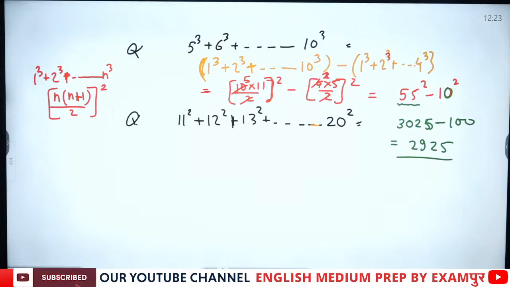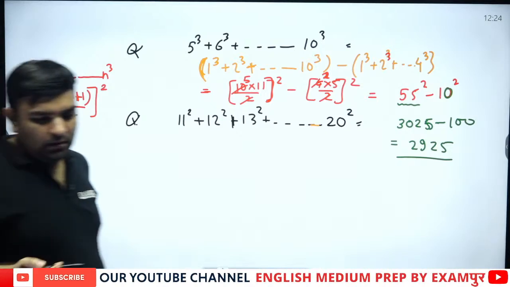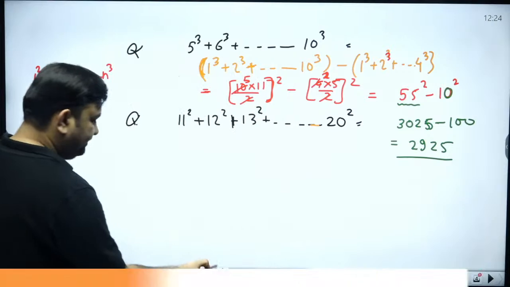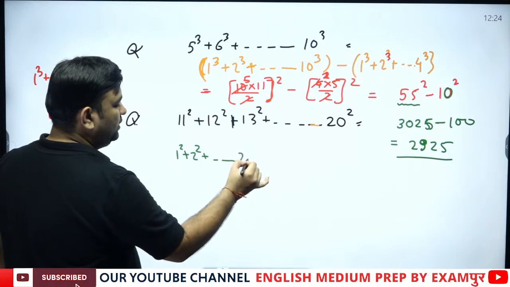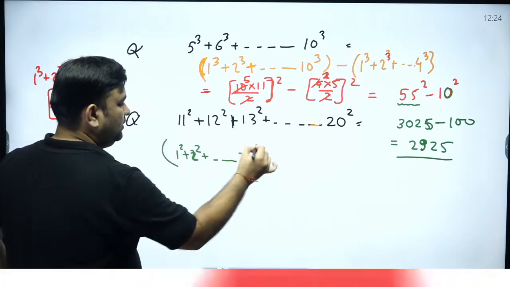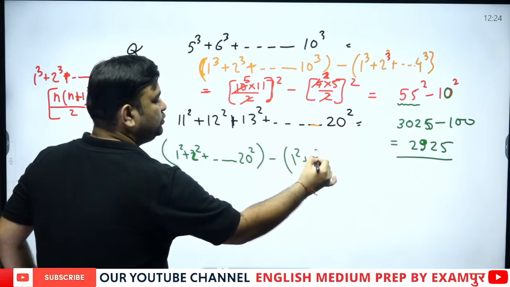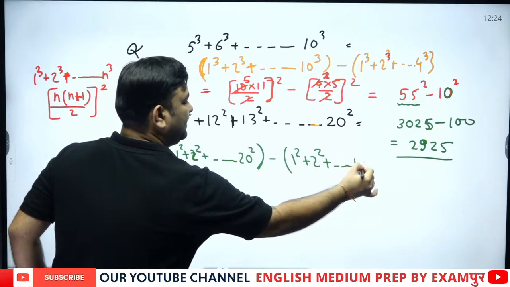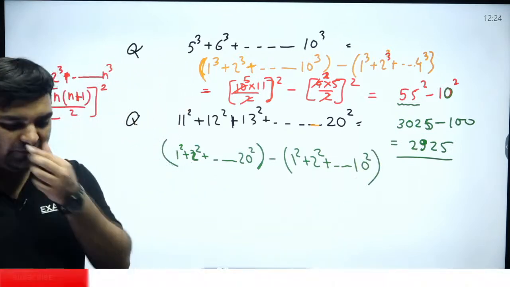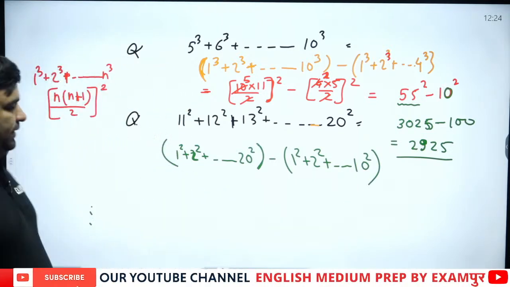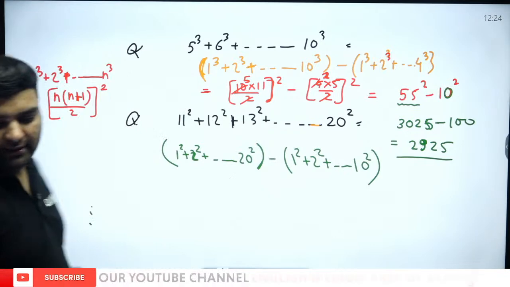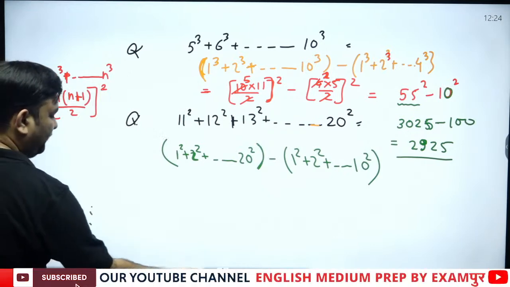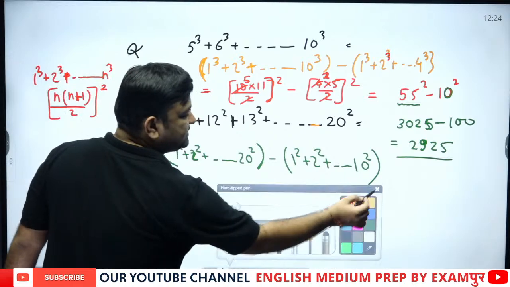What is the answer of 11 square plus 12 square up to 20 square? You will say, sir, it is 1 square plus 2 square up to 20 square minus 1 square plus 2 square up to 10 square. Perfect? Because we only know the formula for series starting from 1.